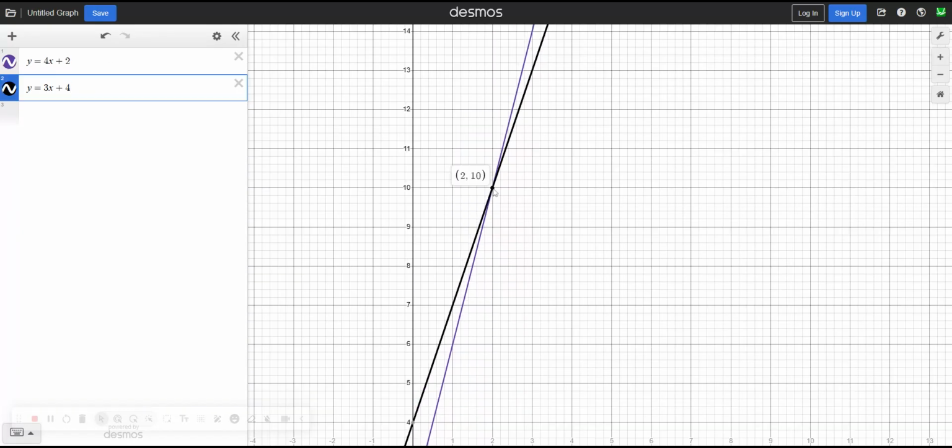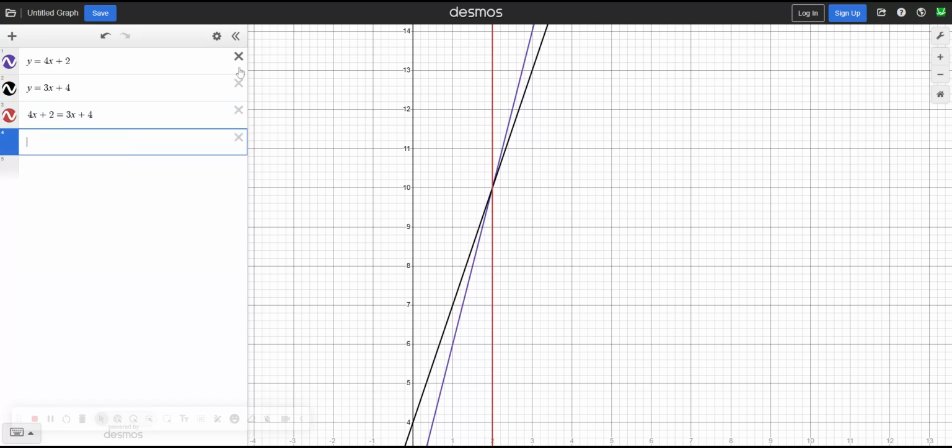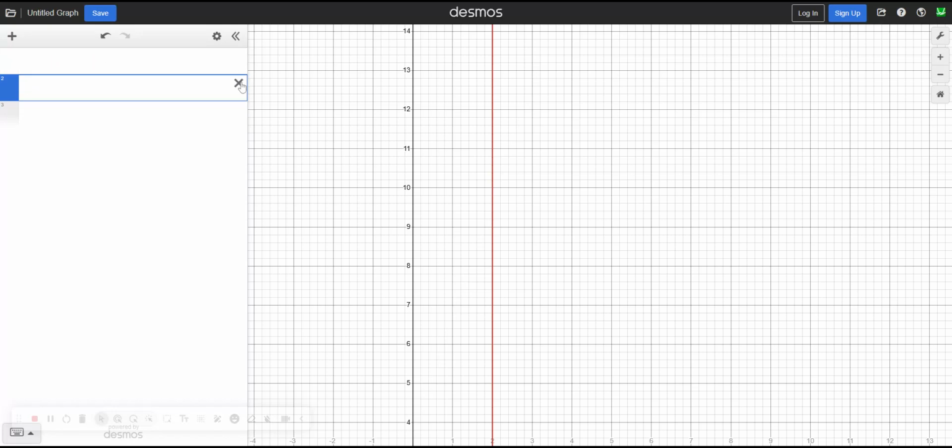I wipe this out here. Let's go see that point of intersection. Okay, where does it cross over at x? I know that x is 2. And so we said 4x plus 2 is equal to 3x plus 4. We break that down. Oh, would you look at that? It crosses over at that point at 2. We know that x is 2. So it breaks down the formula so much easier for them to understand.